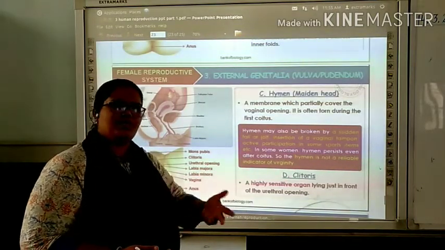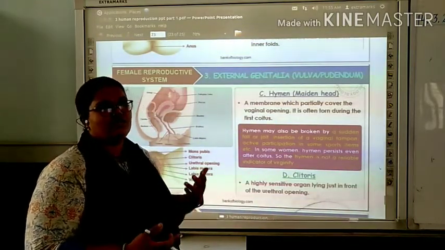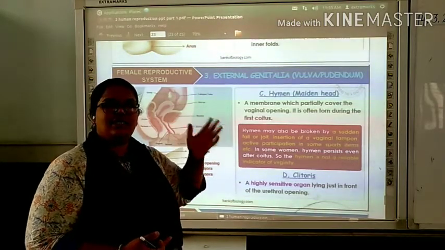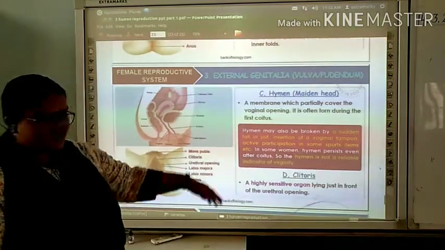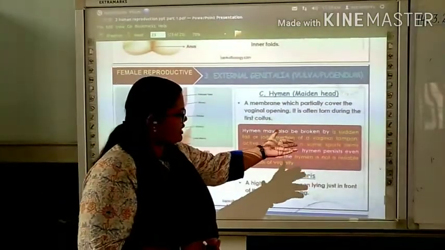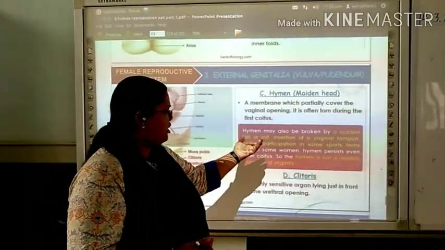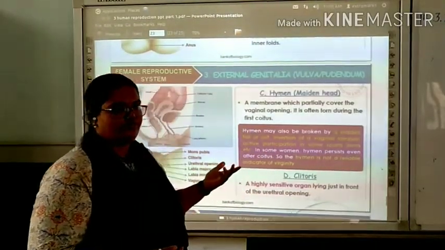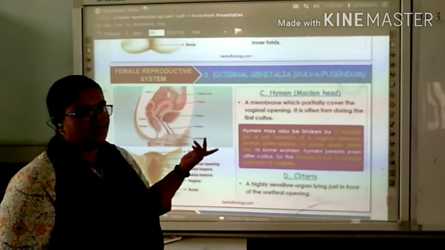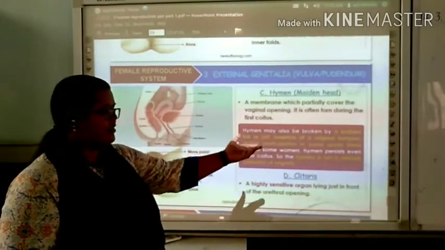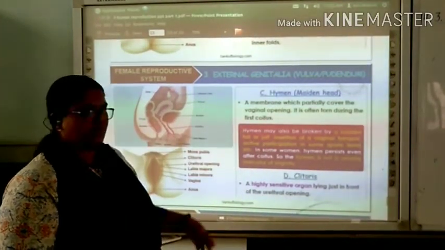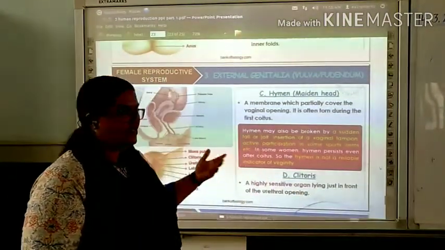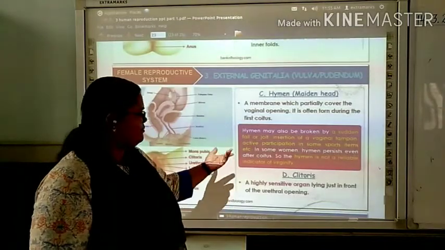It can be torn open, and by how much highly physical activity also. So that is actually a false thinking, right? That's why here we are telling the hymen may also be broken by a sudden fall or jolt, or by insertion of a vaginal tampon, right? In females, at the time of menstruation, we are using tampons and all. That time also it can be torn open, or by active participation in some sports items, or by cycling or anything, it can be torn open.